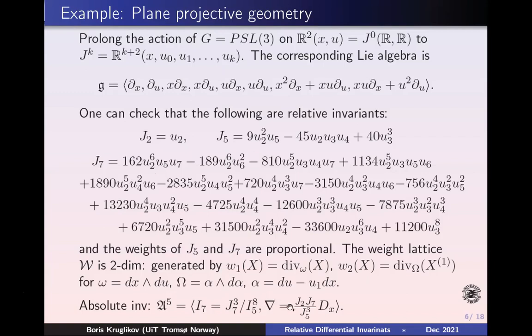And then I also need an invariant derivation. So I form it from Dx, the total derivative by x, by multiplying by a certain invariant. That has a relative invariant as a factor, but nabla then becomes absolute. Okay, so that's one example.